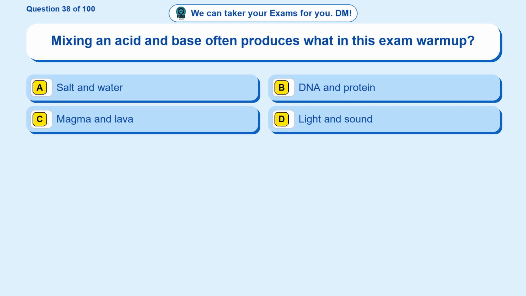Question 38. Mixing an acid and base often produces what in this exam warm-up? Option A, salt and water. Option B, DNA and protein. Option C, magma and lava. Option D, light and sound. The correct answer is option A.